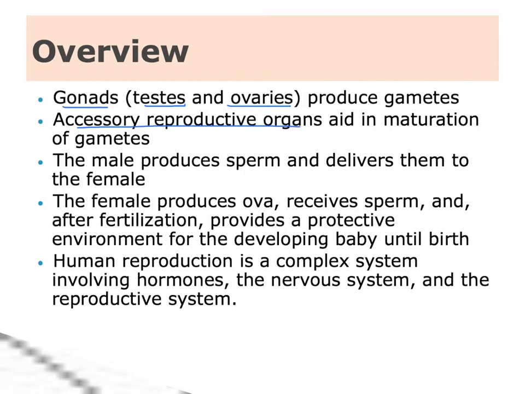Human reproduction actually is a complex system. We have hormones and the nervous system and the reproductive system all involved. So even though we're going to focus on the organs of the reproductive system, the whole process of reproduction is actually very complex.